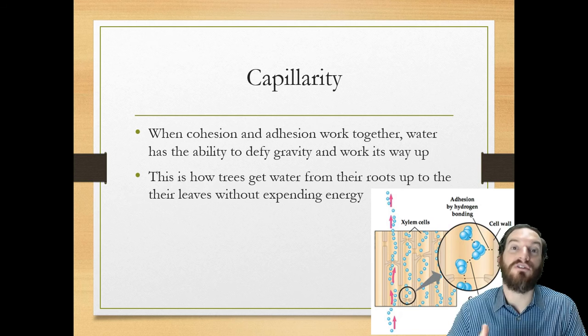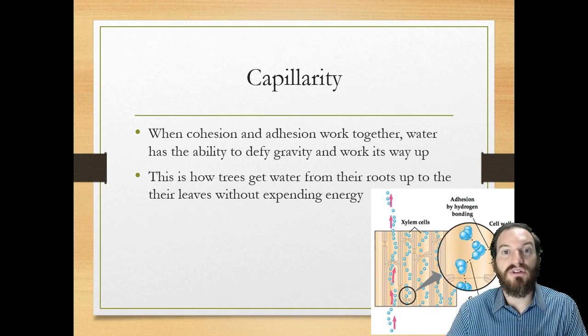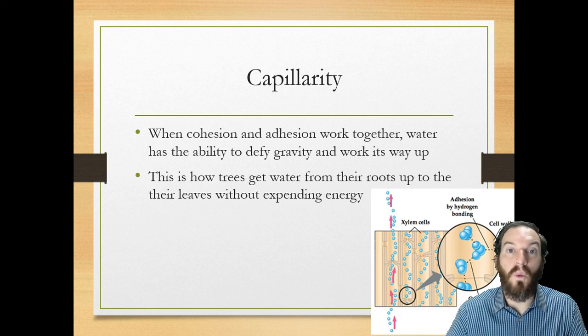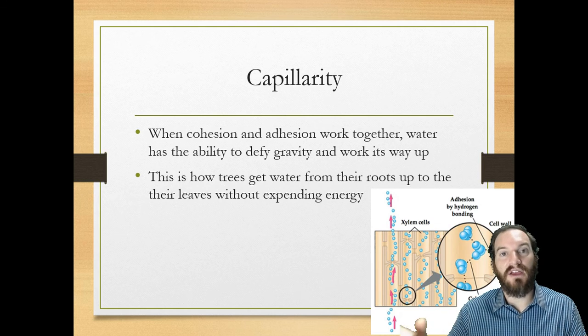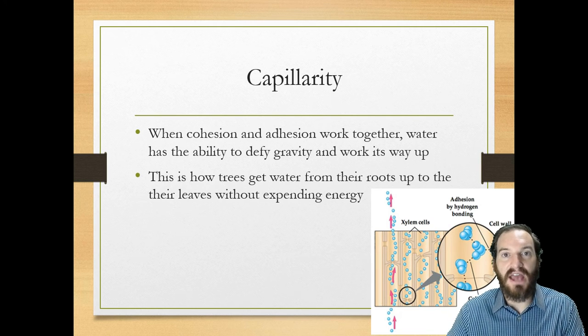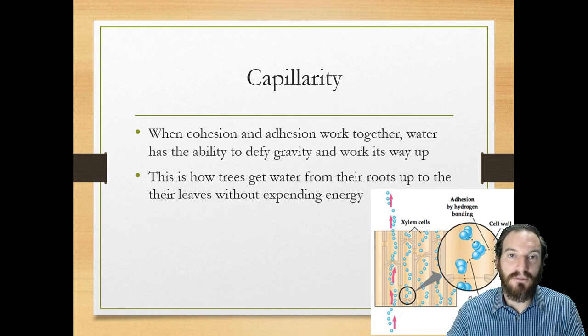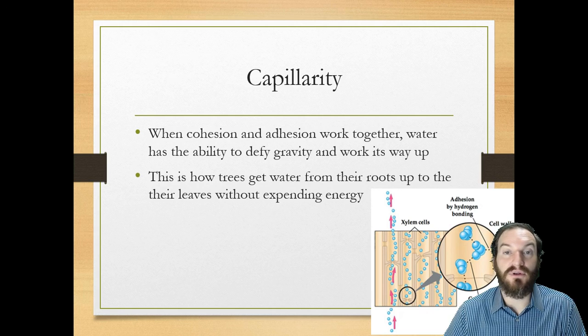So we have a cardiovascular system in our body where we pump blood throughout it, but trees have a vascular system to move water and nutrients from the roots, which they're pulling it in, all the way up to their leaves where they actually need it for photosynthesis to take place. So how does that happen? Now, if trees had to expend energy to pull that water all the way up, that wouldn't work at all. They would never be as big as they are. They would never be able to reproduce.